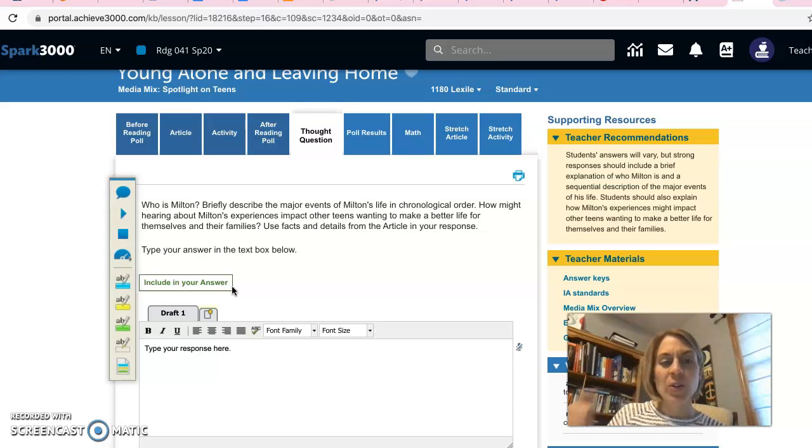So you're telling me who Milton is, what his major events are in terms of his life, and how he can impact other people. So that's 3 parts. Should be a pretty decent sized paragraph when you go ahead and write this article.